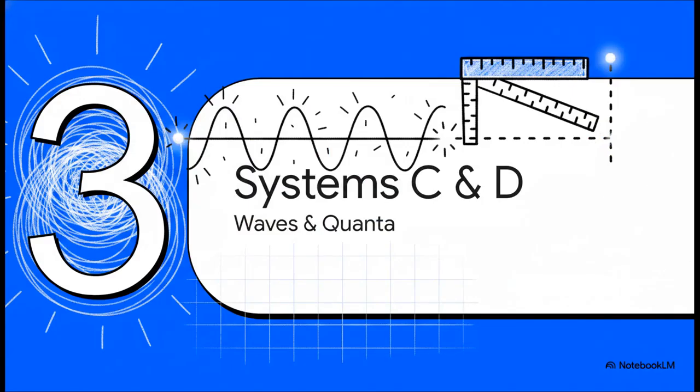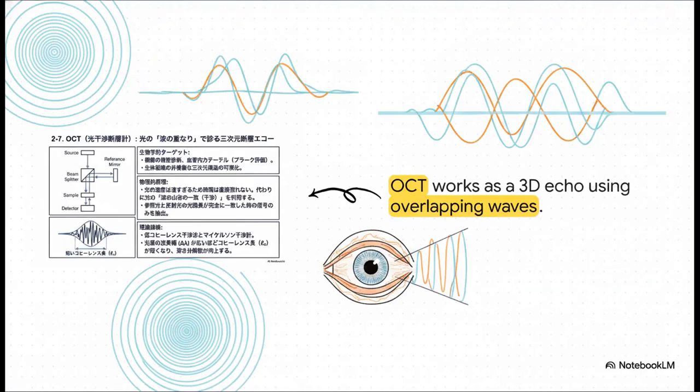All right, let's jump to Section 3, Systems C and D, Waves and Quanta. Out here, things get slightly more abstract because we're utilizing pure wave behavior and quantum limits. In System C, we're exploiting the ripple-like wave properties of light. Optical coherence tomography, or OCT, essentially acts like a 3D echo, using the overlapping interference of light waves to map out deep tissue structures non-invasively.